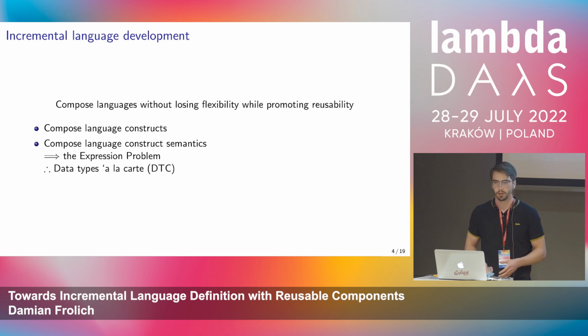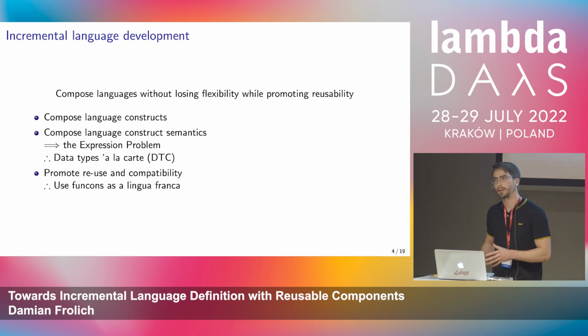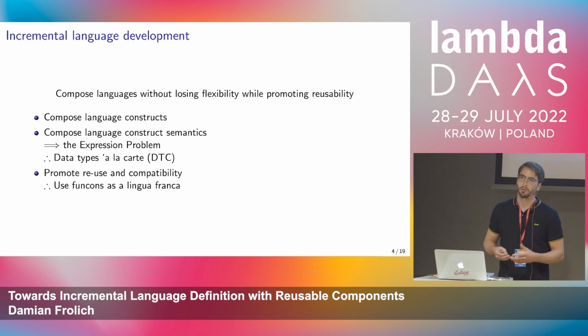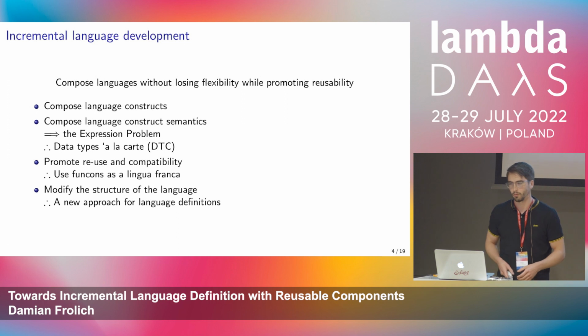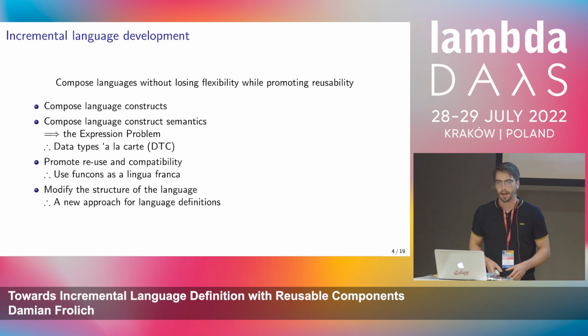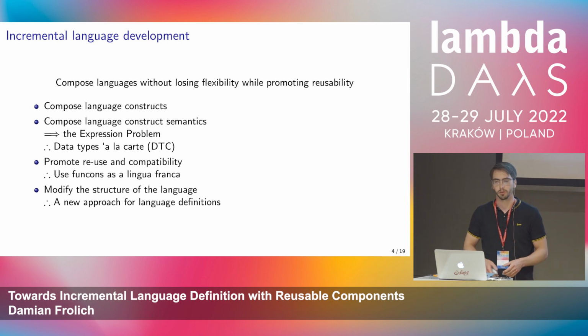Then we want to promote reusability and compatibility of our operators, and for that we use Funcons as a lingua franca. So what this means is that all our operators, they basically translate to the same semantic domain. And this makes it easy to compose the different operators together. Otherwise, we have to translate between different semantic domains, and that gets messy. So as a solution to that, we use Funcons. And we build on top of that a layer in which we can modify the structure of a language via our composition. What I mean with that, I will tell in a bit, but first some background.